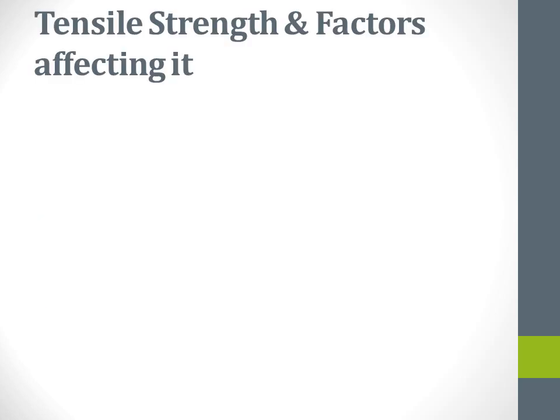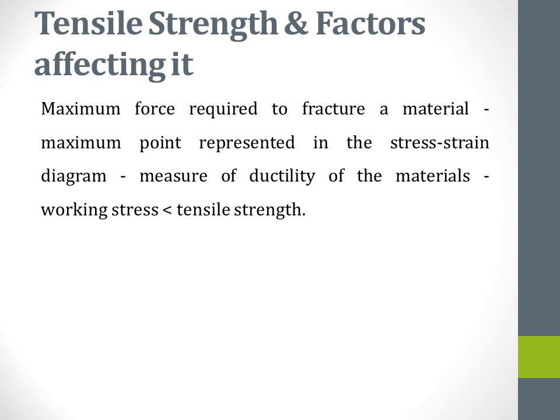We came across a term called tensile strength in the previous few slides. Let us see what it actually is. Tensile strength is the maximum force required to fracture a material. It is the maximum point represented in the stress-strain diagram, and it is also a measure of ductility of the materials. And always, for a material to be elastic, the working stress has to be less than the tensile strength. If it's the other way around, necking and fracture occur in the material.